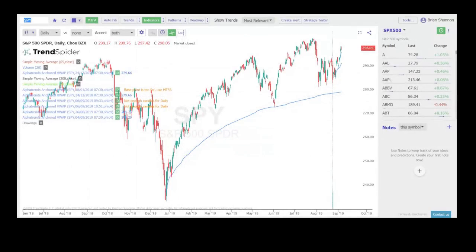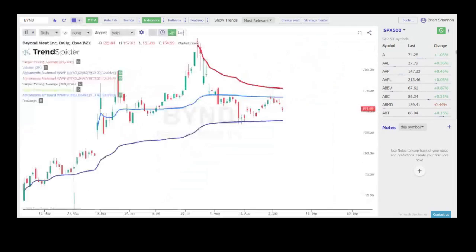So we can take a look at, if you've been looking at my Twitter account, you'll see that I've been talking about Beyond Meat, and that one great place to start an anchor from is the volume weighted average price from an IPO.